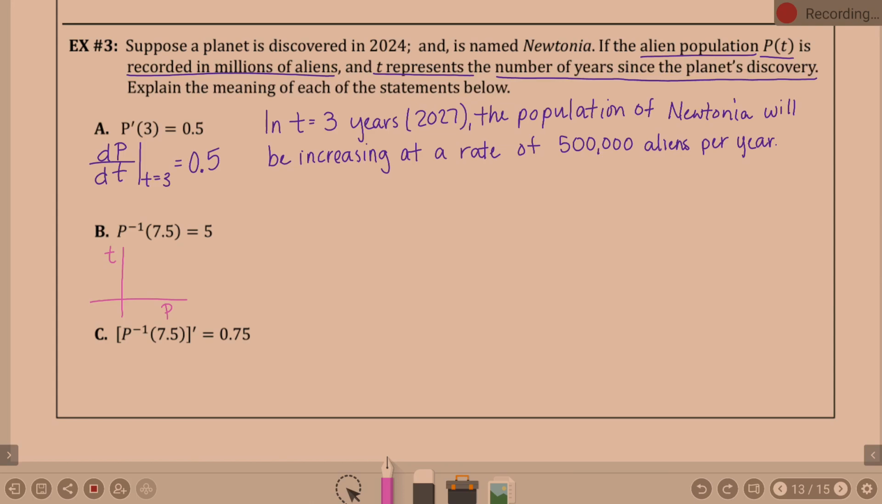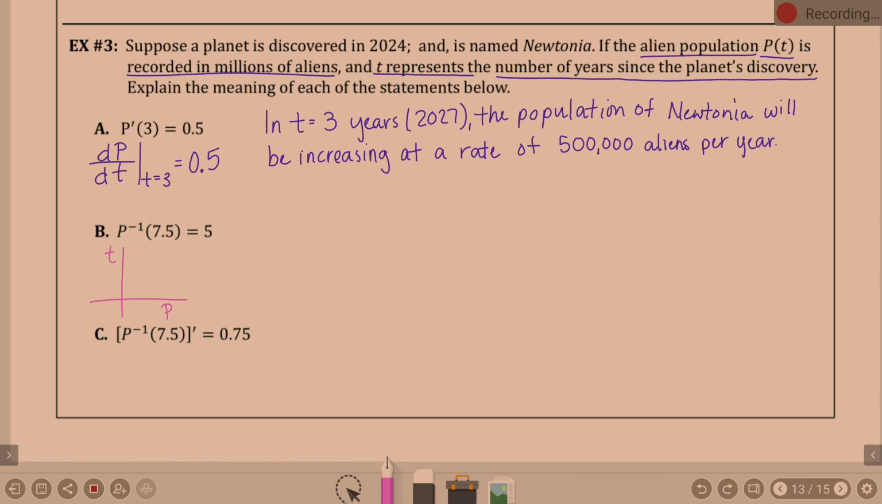When population is increasing at a rate of 7.5 million, it would be your 5 or something like that. At time t equals 5 years, the population of Newtonia will be increasing at a rate of 7.5 million aliens. Now let me pause this. Is this one a derivative? No. So what do we have to take out? You're on the right track. It's not a rate. The population is 7.5 million at year 5. There we go. Bingo.